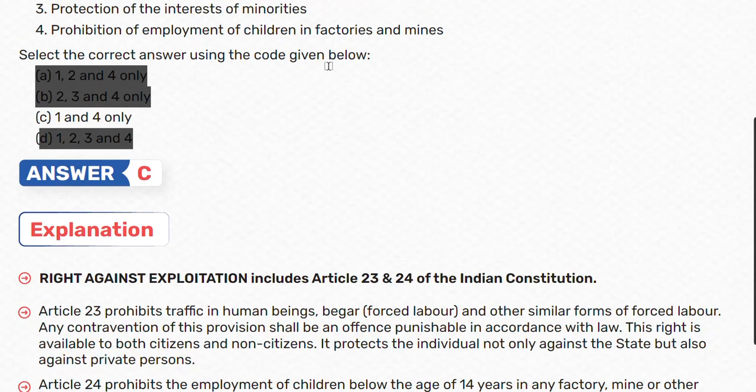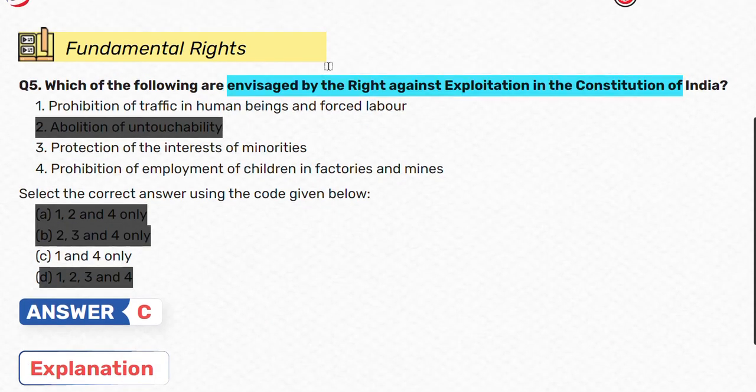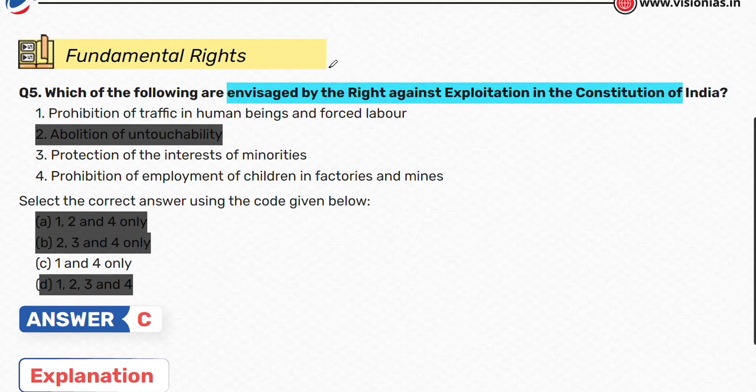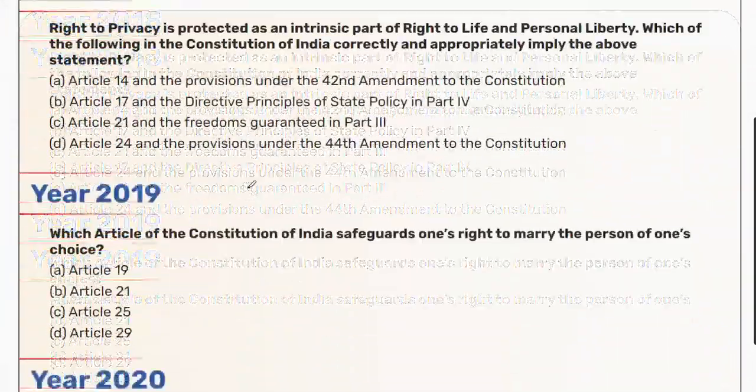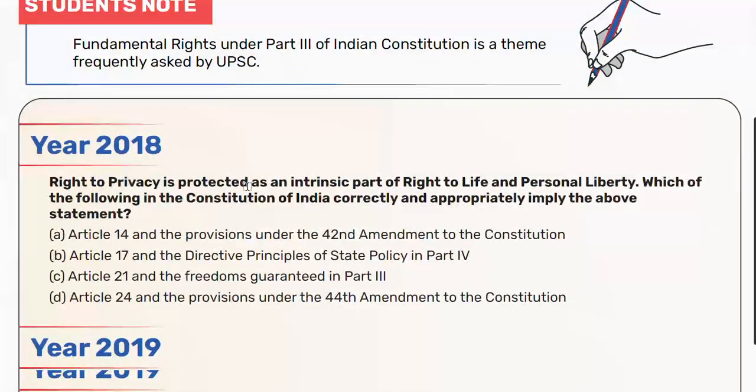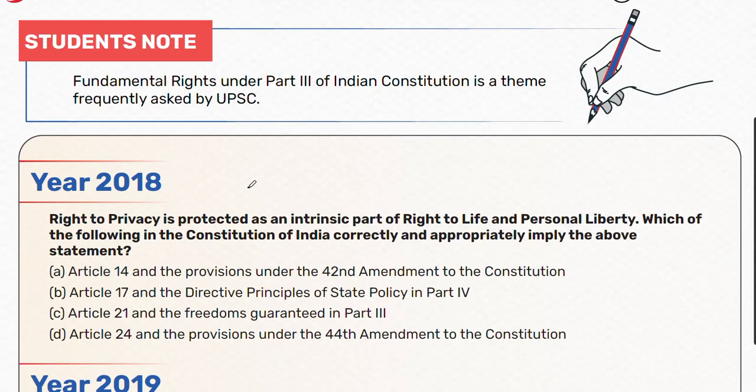Hi everyone. So in the first part of this discussion of previous year questions paper on the topic of fundamental rights, we have done with question number 5. Now we are starting with question number 6. Okay, before that, let us see the questions.